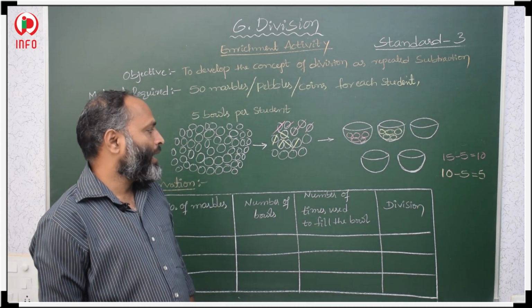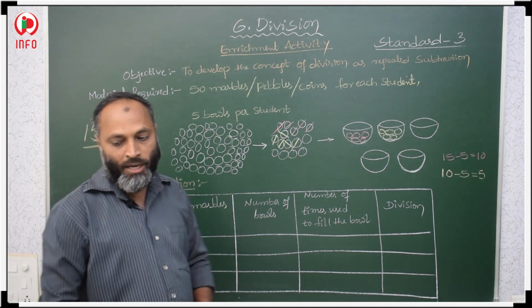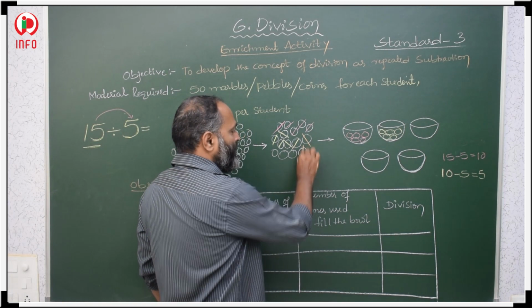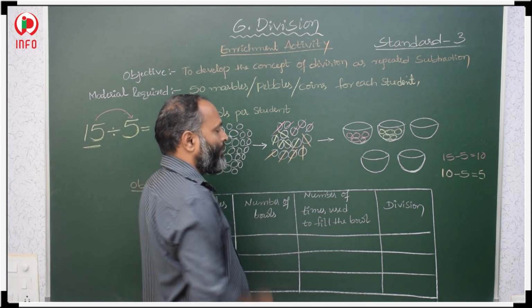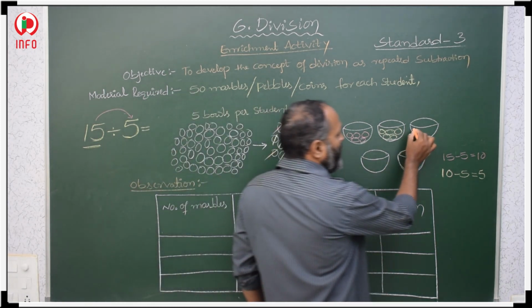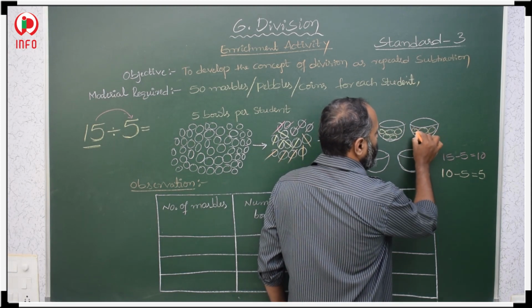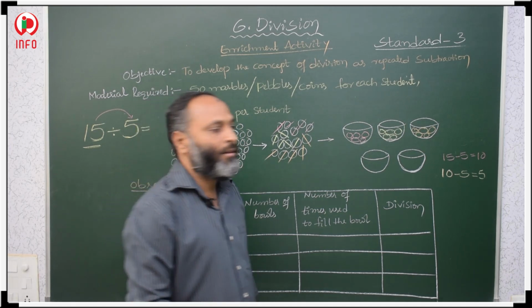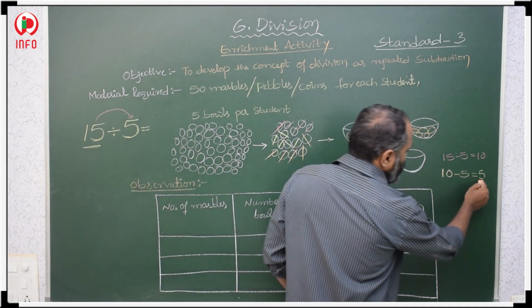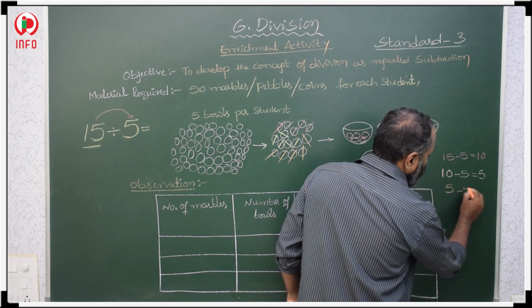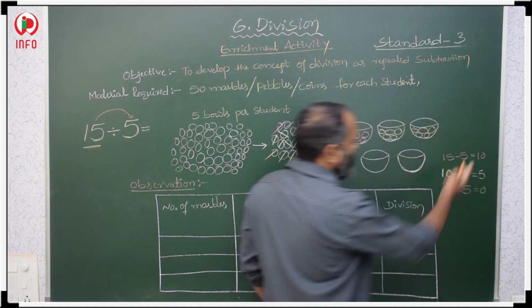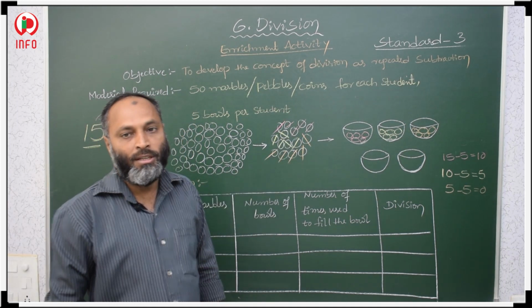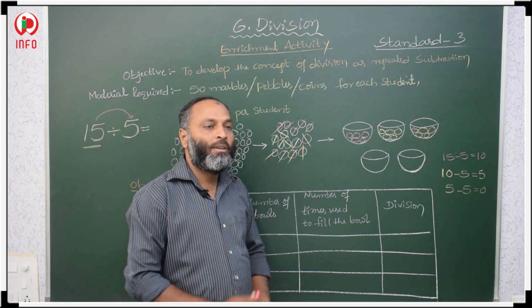Then after that, again, these 5 marbles we have to keep in another bowl. So 1, 2, 3, 4, 5. We have to keep these 5 marbles in the third bowl. Then how many marbles are left? We kept those 5 marbles in the third bowl. Then how many marbles are left here? 0 marbles left here.